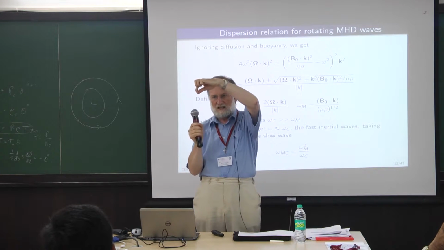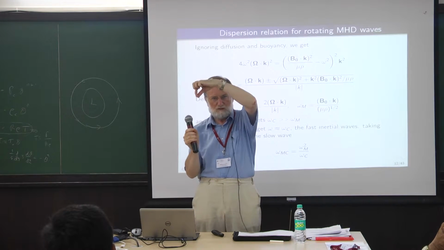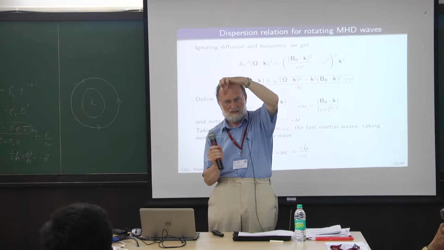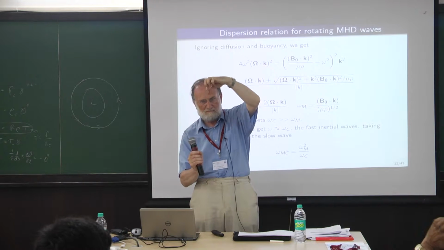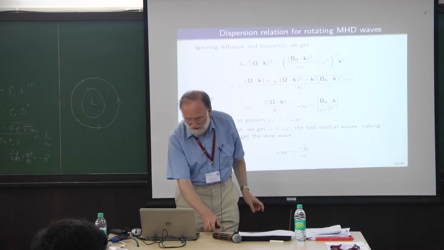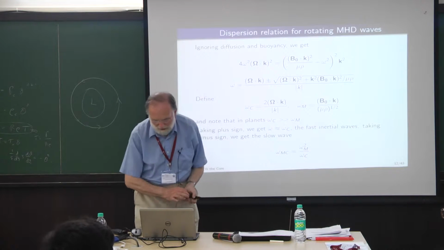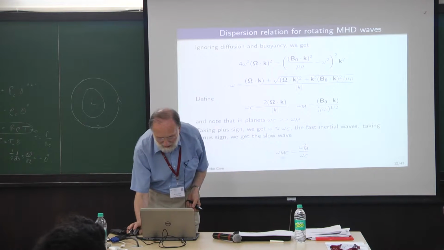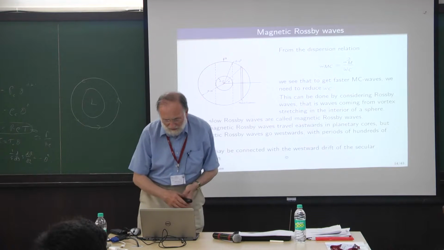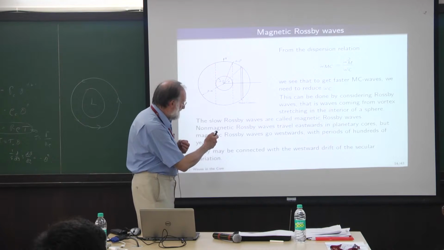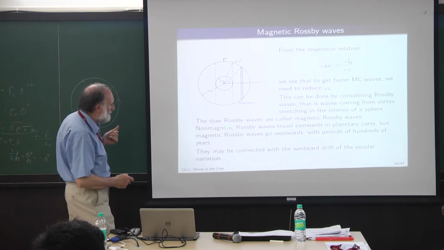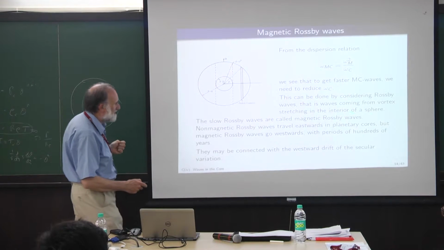yeah, it does do some stretching at the boundary, because, of course, as it moves inwards, it's going to stretch its column a bit, and it's going to compress its column a bit, and backwards and forwards. So it's doing a bit of stretching, but not very much. So that omega dot k is going to be fairly smallish. So omega c here is going to be quite small, so that's going to give us a slightly bigger frequency. So we can hope to get down to hundreds of years for these magnetic Rossby waves. So these slow Rossby waves are called magnetic Rossby waves.